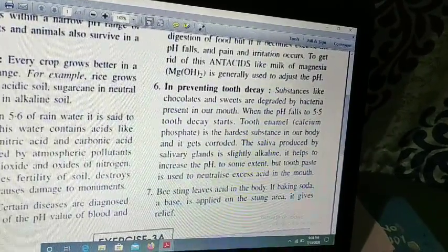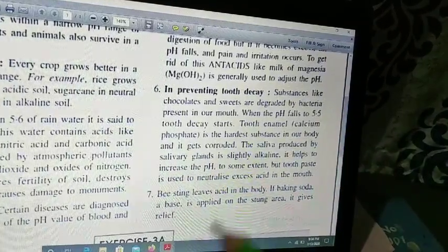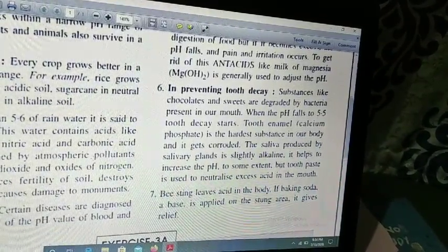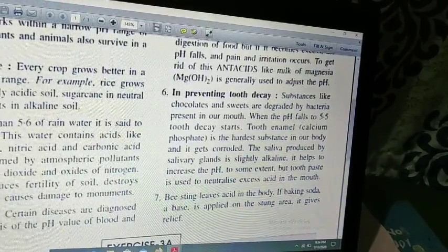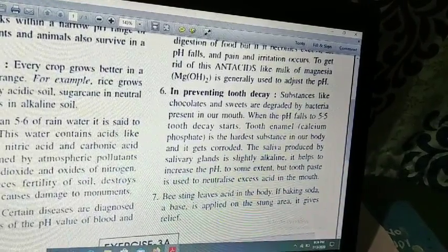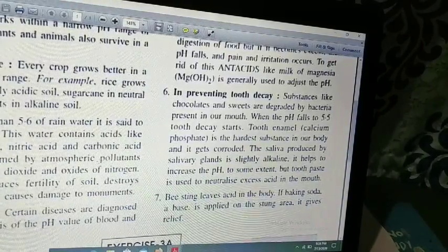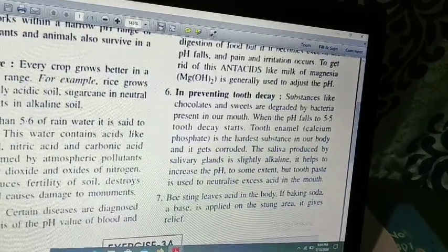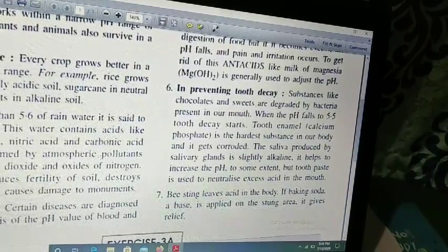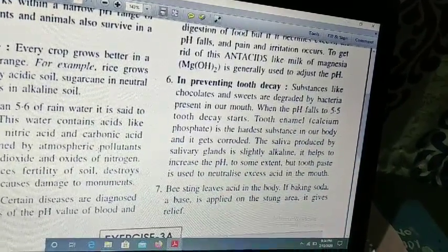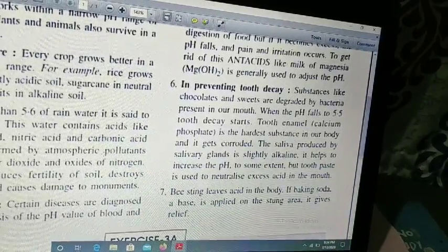It is also used in preventing tooth decay. Substances like chocolates and sweets are degraded by bacteria present in our mouth. When the pH falls to 5.5, tooth decay starts. So tooth enamel, calcium phosphate, which is the hardest substance in our body, gets corroded. The saliva produced by the salivary gland is slightly alkaline. It helps to increase the pH to some extent, but toothpaste is used to neutralize excess acid in the mouth.